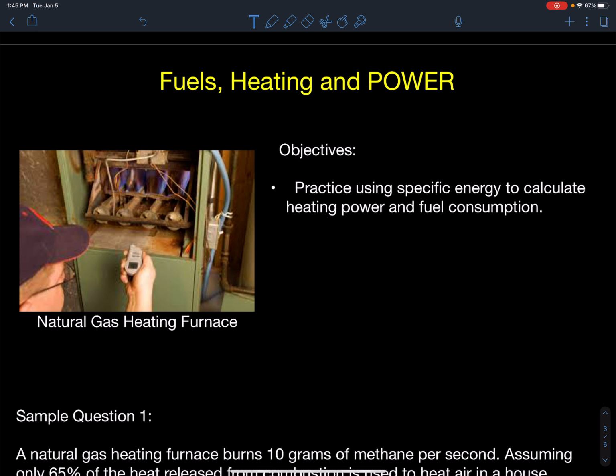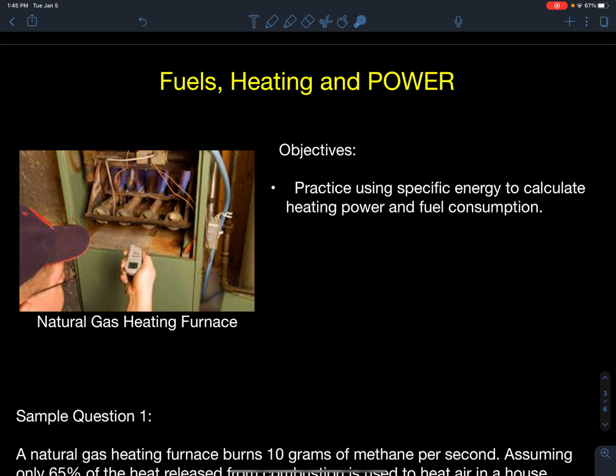Now in Ghana, we don't do that, but in most of the Northern Hemisphere, we use furnaces to heat air in houses. And these furnaces look a lot like that, where you have rails of natural gas being burned, creating this flame, which then heats air that is then pumped through the entire house. Okay, so we're going to use that as an example to calculate heating power.